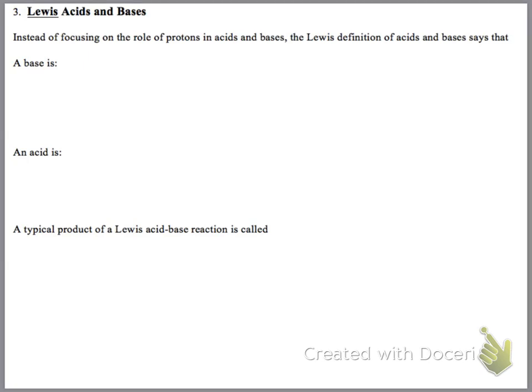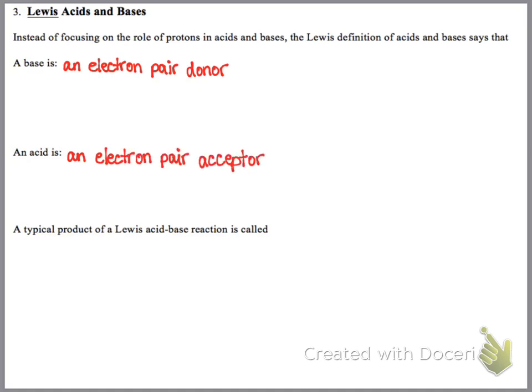So the last definition is Lewis acids and bases, which sort of came about because there were some things that were acidic but didn't have protons. So they needed, again, to broaden the definition. And instead of including protons at all, a Lewis acid-base definition says that a base is an electron pair donor. Remember, electron pairs from when we were drawing Lewis structures, so this is the same Lewis. And an acid is an electron pair acceptor. So it doesn't have to be a proton to do this. So this, again, broadens our definitions.